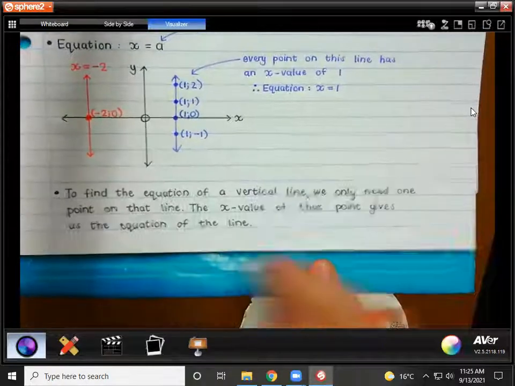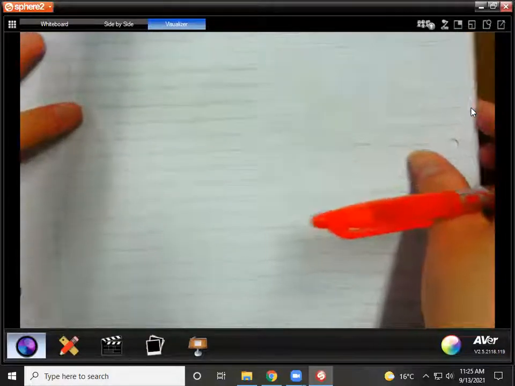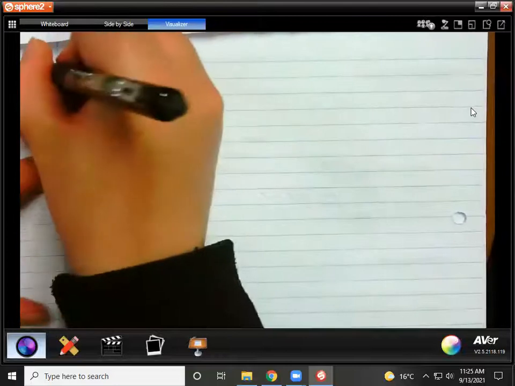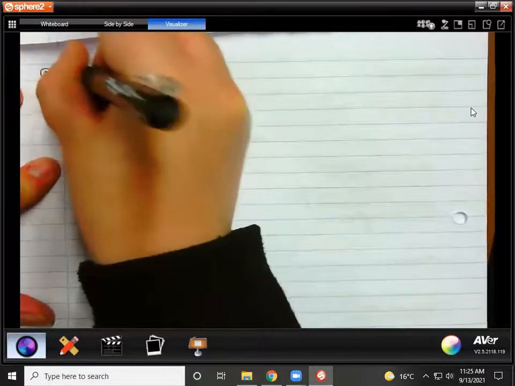Okay, let's move on to horizontal lines. Are you all done copying this down? Okay, number 2 is going to be horizontal lines. And then maybe when you see the difference between the two types, it will make more sense. So horizontal lines is the second type.